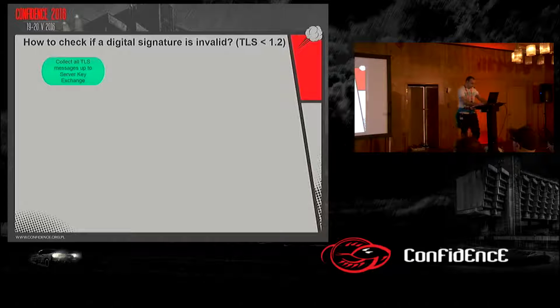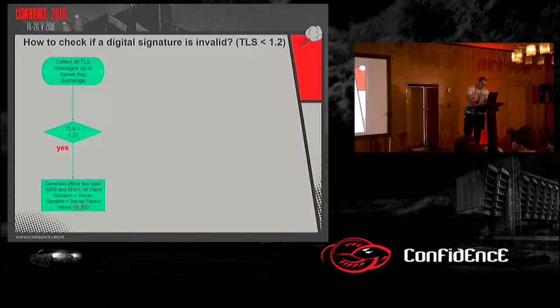lower than 1.2. So basically, we collect all the TLS messages up to the server key exchange message. If TLS lower than 1.2 is used, we calculate two hashes of the client random structure, the server random structure, and the server parameter structure. We calculate an MD5 hash and a SHA-1 hash. We basically concatenate these two hashes, and actually it is the value which is signed by the server.